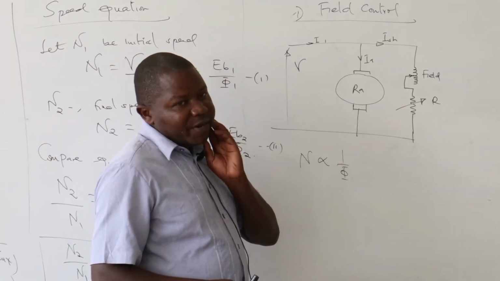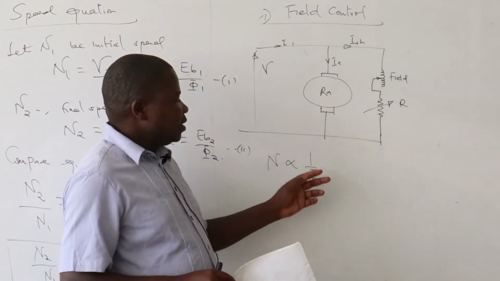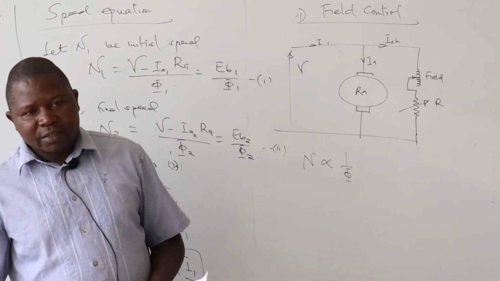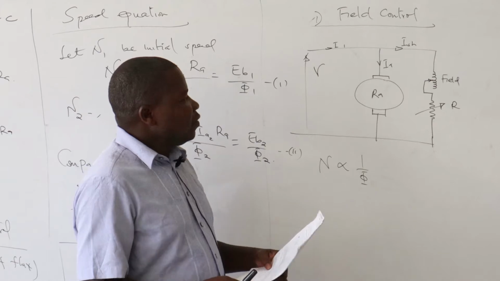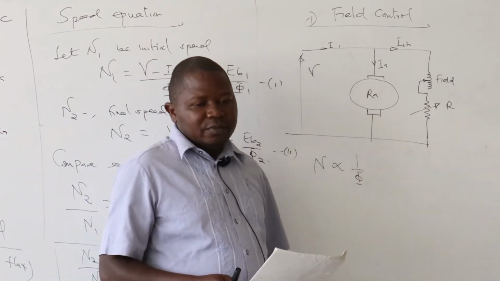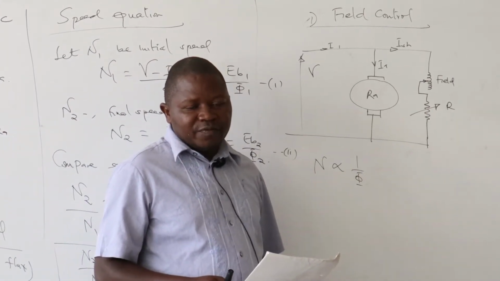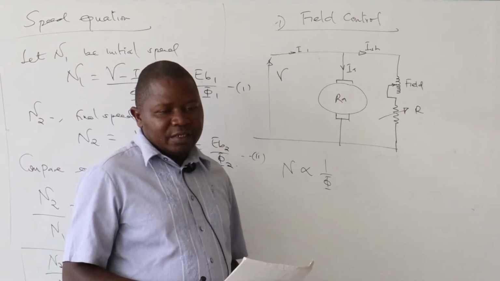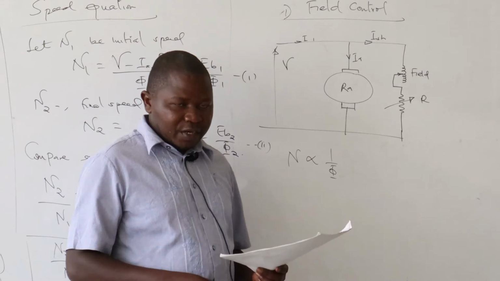This can be achieved by inserting a variable resistor in series with the field.